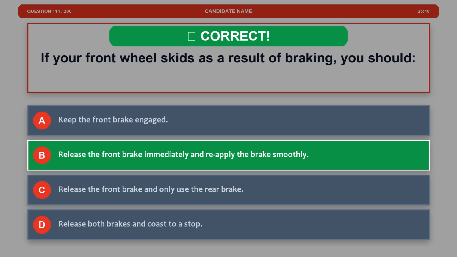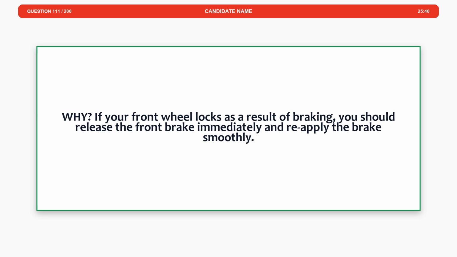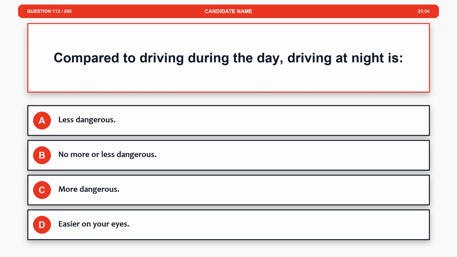The correct answer is option B. Release the front brake immediately and reapply the brake smoothly. Explanation: if your front wheel locks as a result of braking, you should release the front brake immediately and reapply the brake smoothly.